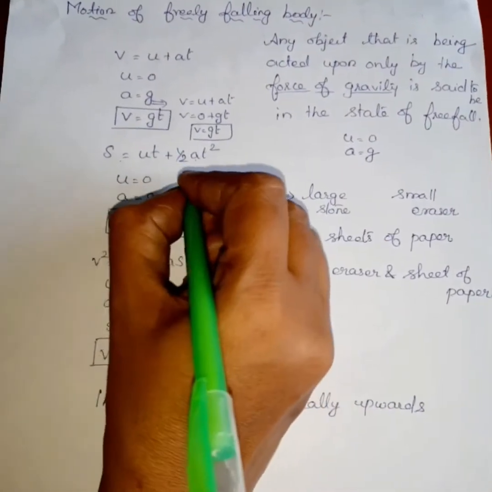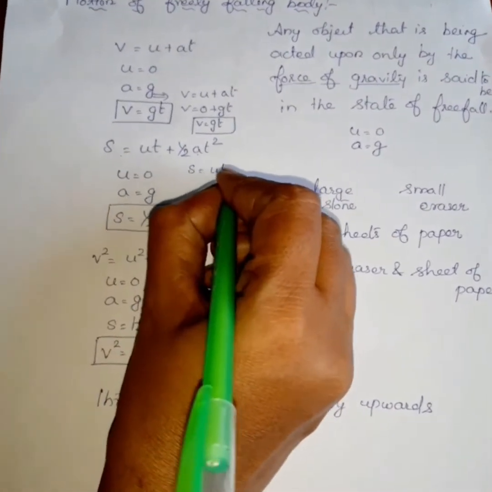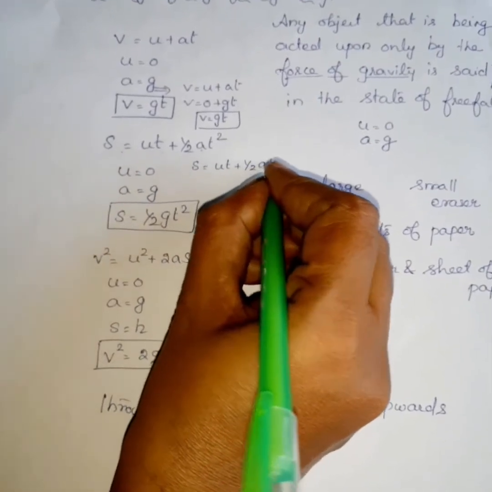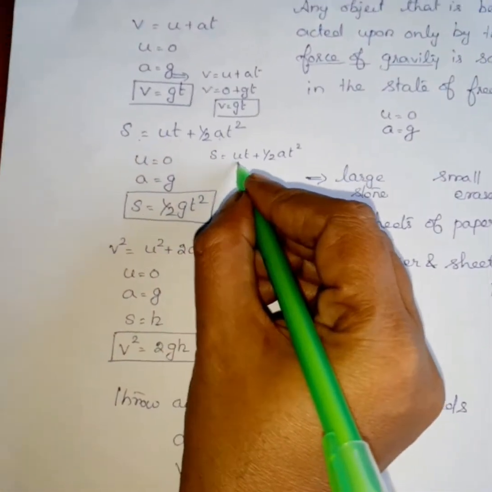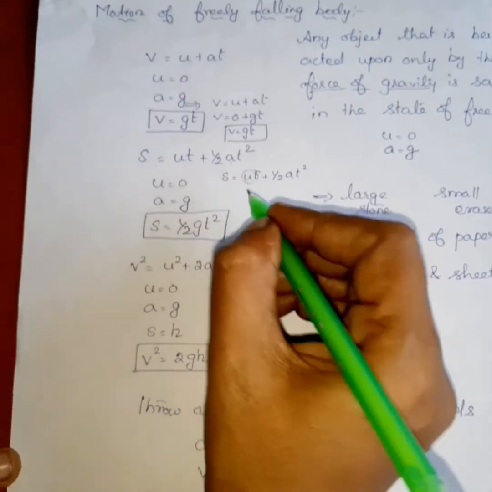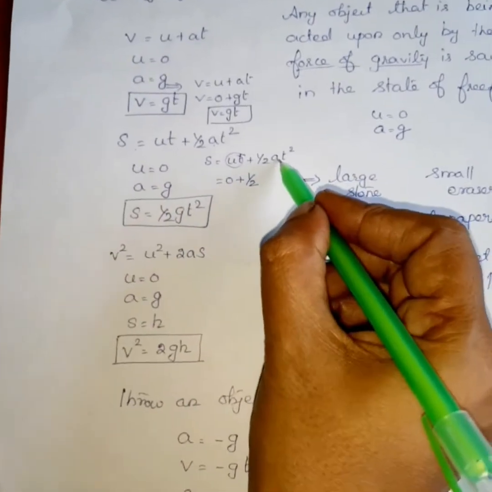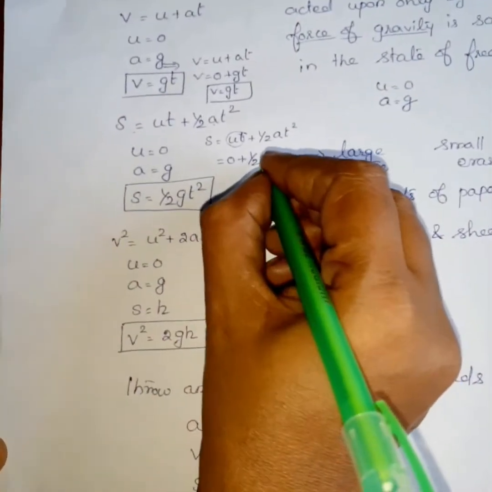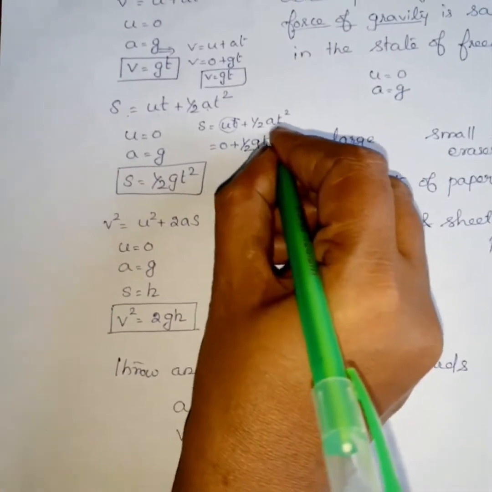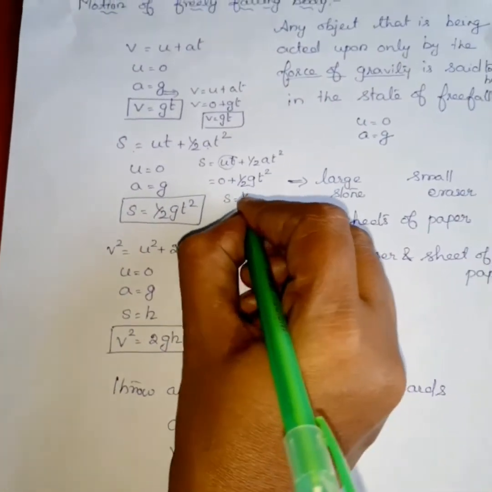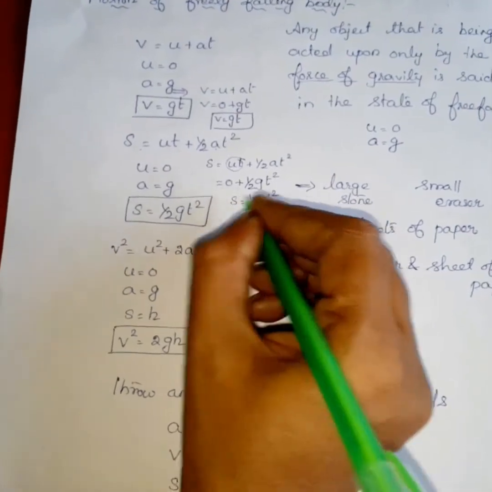Okay. Next one. S is equal to UT plus half AT square. Here U equal to 0, so this term also is 0. 0 plus half into A, the value is G, you substitute the value of G, G into T square. So S is equal to half into GT square.